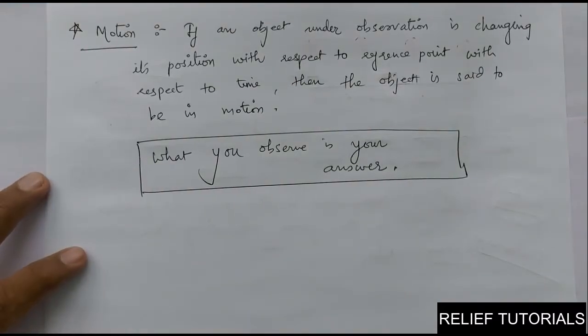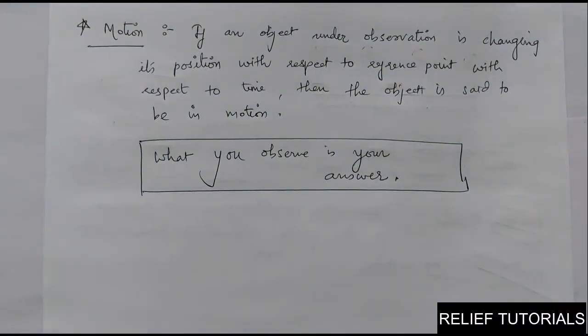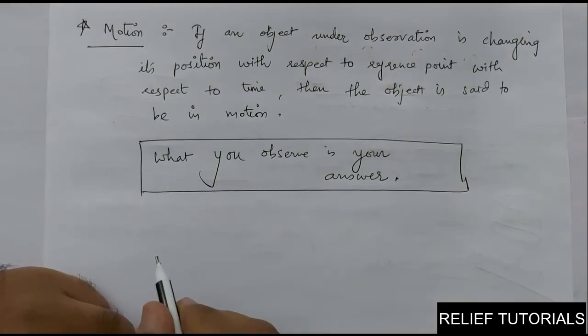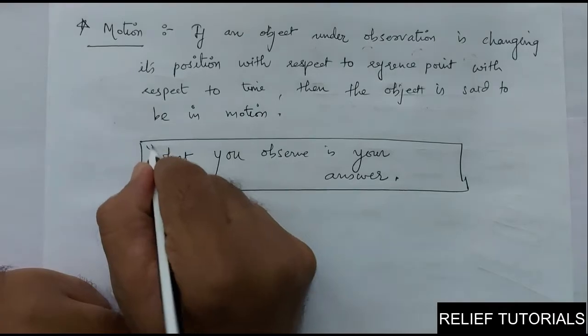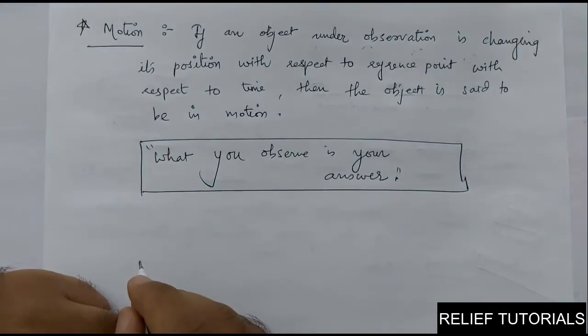If you think about the facts, everything is in motion because earth is moving, so you are living on the earth. So if earth is moving, then also you are moving. Trees are moving, roads are moving, buildings are moving. In all the objects in the universe, each and everything is moving if you go for the fact. Don't go for the fact. What you observe is your answer.